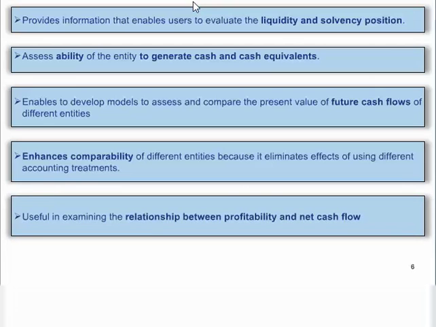The cash flow statements are useful in examining the relationship between profitability and net cash flows. It helps to understand how the cash flows have helped in generating the profit appearing in the profit and loss statement, or how the profits in the profit and loss statement have helped in generating or using the cash flows as given by the cash flow statement. So they complement each other.